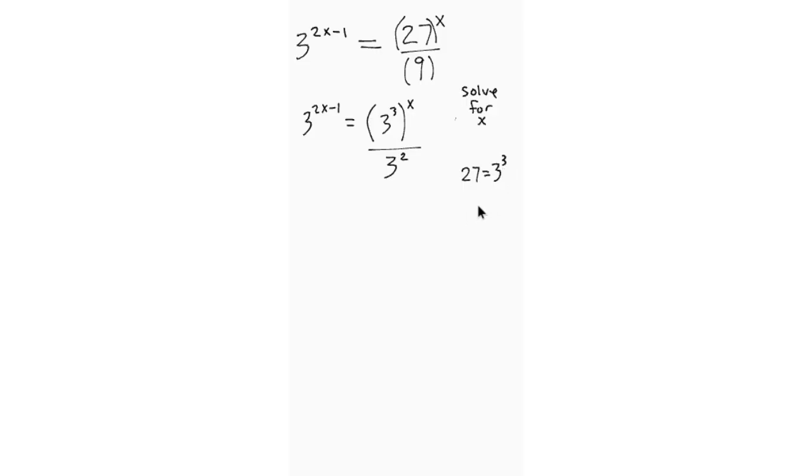Then we'll use properties of exponents to simplify each side of the equation. If there's a power raised to a power, we can multiply the exponents. And if we have base to a power divided by the same base to a power, then we can subtract the exponents. Exponent in the numerator minus exponent in the denominator.